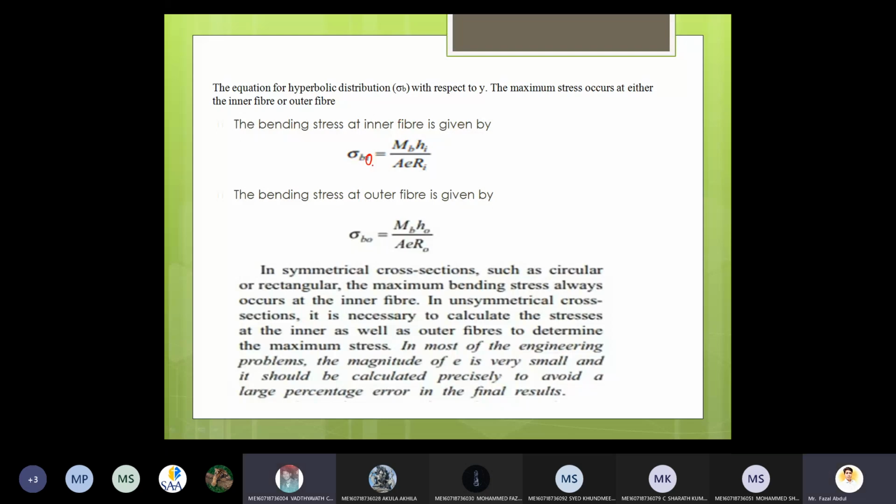Sigma bi, that is bending moment into hi. Hi, as we already discussed, is the distance from the inner surface to the neutral axis. A is the area, e is the eccentricity, and ri is the radius of the inner surface. The same equation, instead of writing i, we write o for the outer fiber.